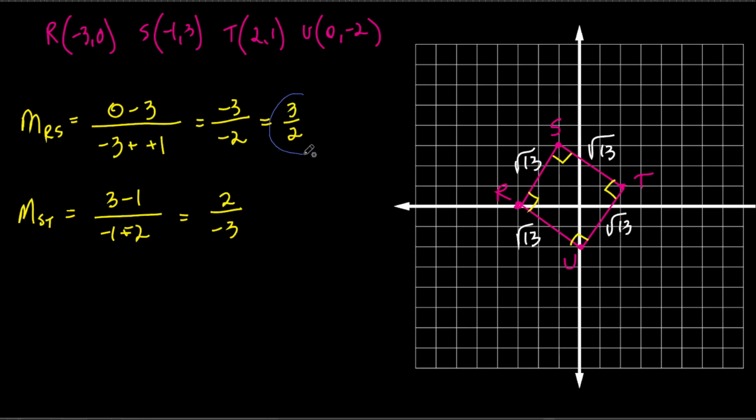Now check this out. Watch. This is why we're doing this. Look at this slope and look at this slope. Compare them. Are they negative reciprocals of each other? Yeah, because look, you got 3 halves. What's the reciprocal of 3 halves? 2/3. This is positive, so this one's negative. Are they negative reciprocals? Yes. So what does that mean about this angle right here? That means it's 90 degrees because the two lines are perpendicular. If the lines are perpendicular, then they make a 90-degree angle.